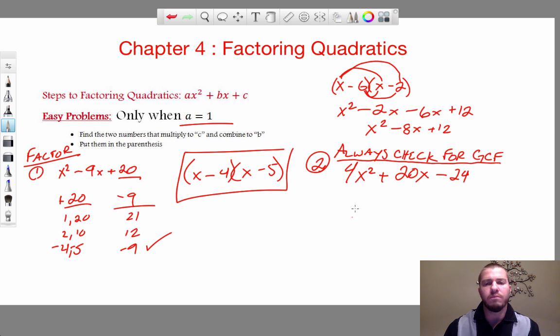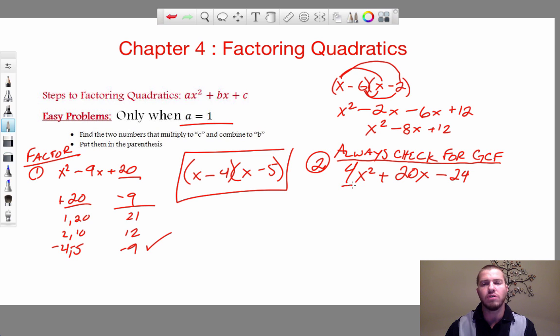So we're going to do one more. And in this one, 4x squared plus 20x minus 24. Make sure that if the a is not equal to 1, that you always check for a GCF first. And that GCF, remember, is greatest common factor. A lot of times you can factor out a GCF and then the a is equal to 1, and you make it a lot easier on yourself if you always check for the GCF first. Get in the habit of always checking for that GCF.